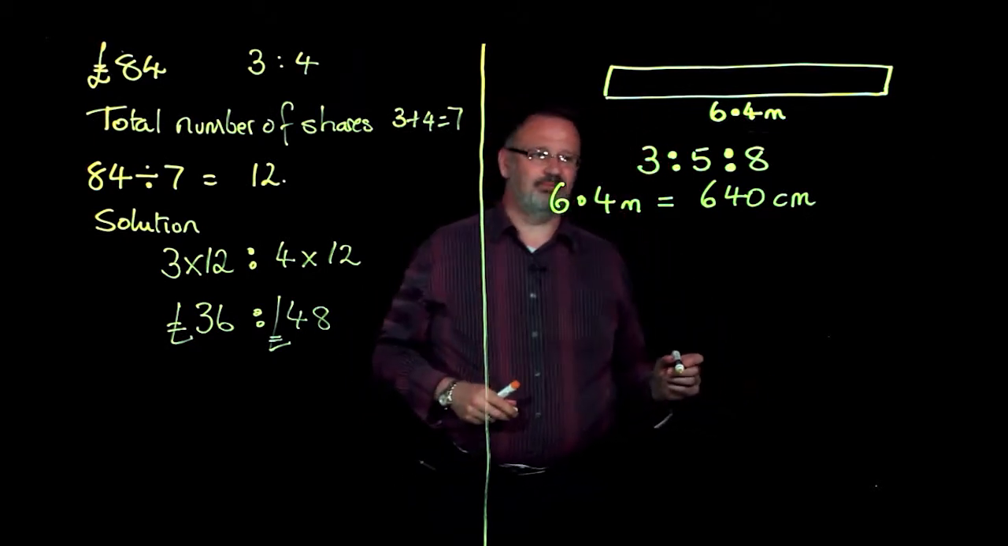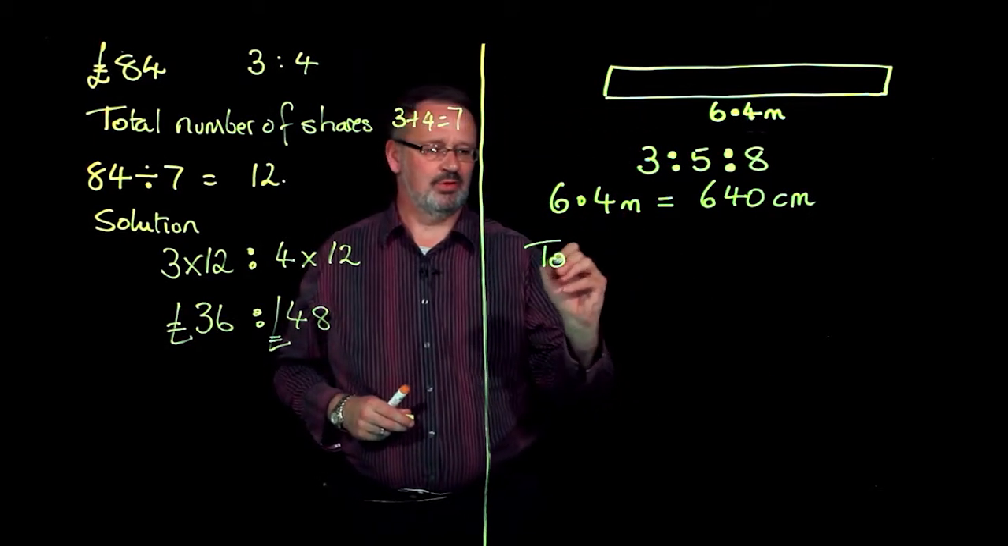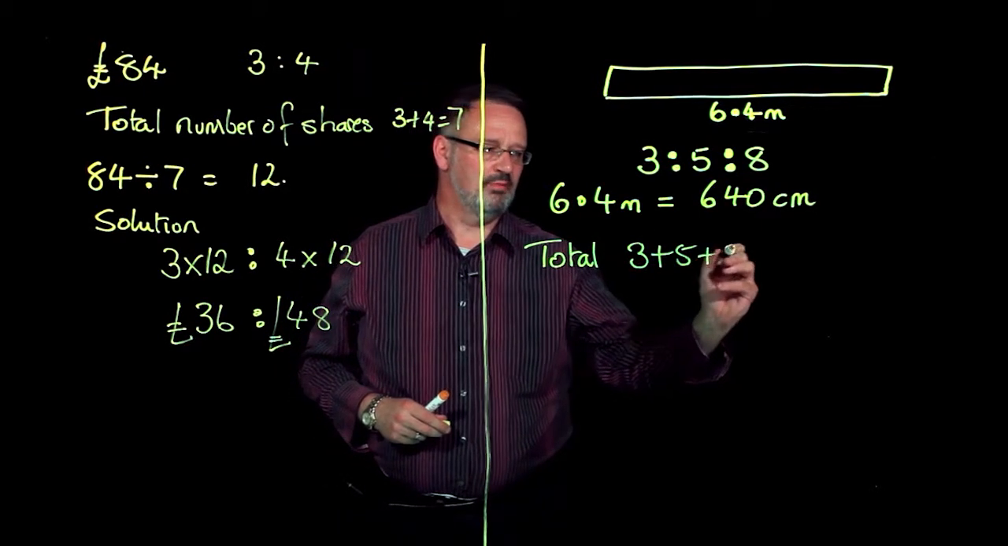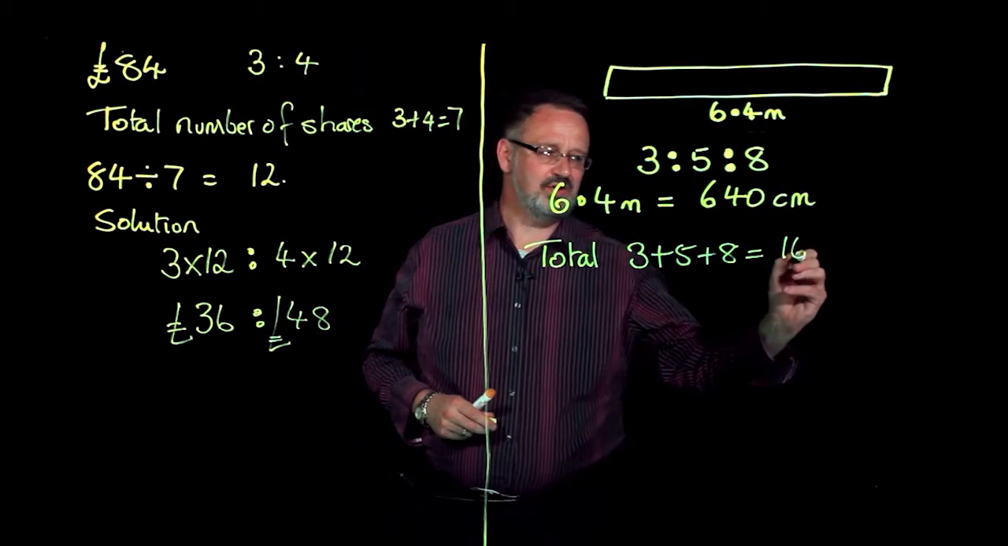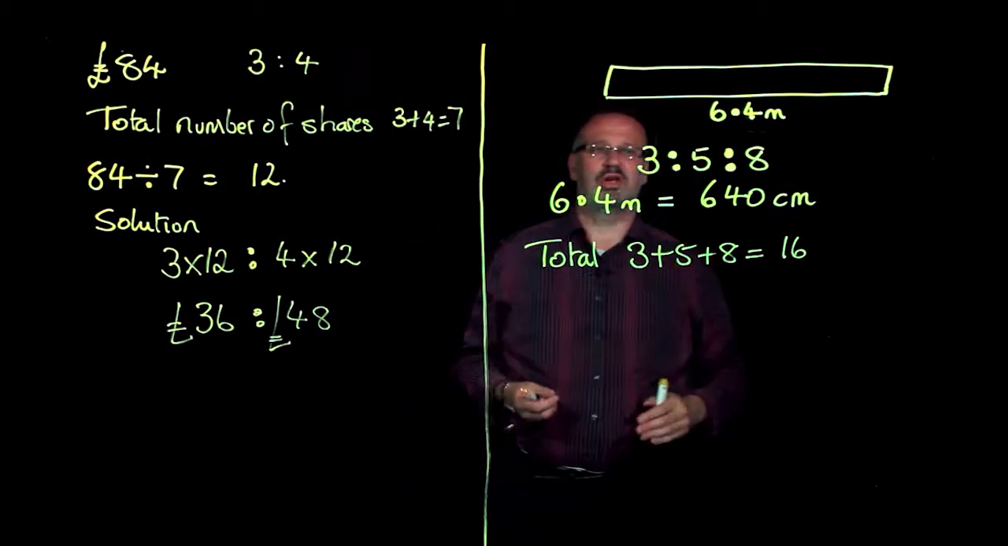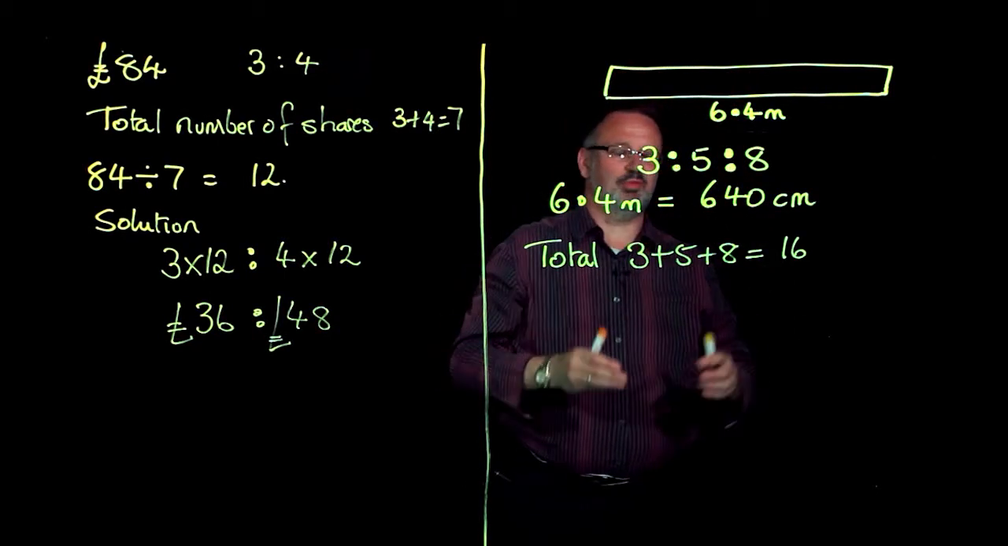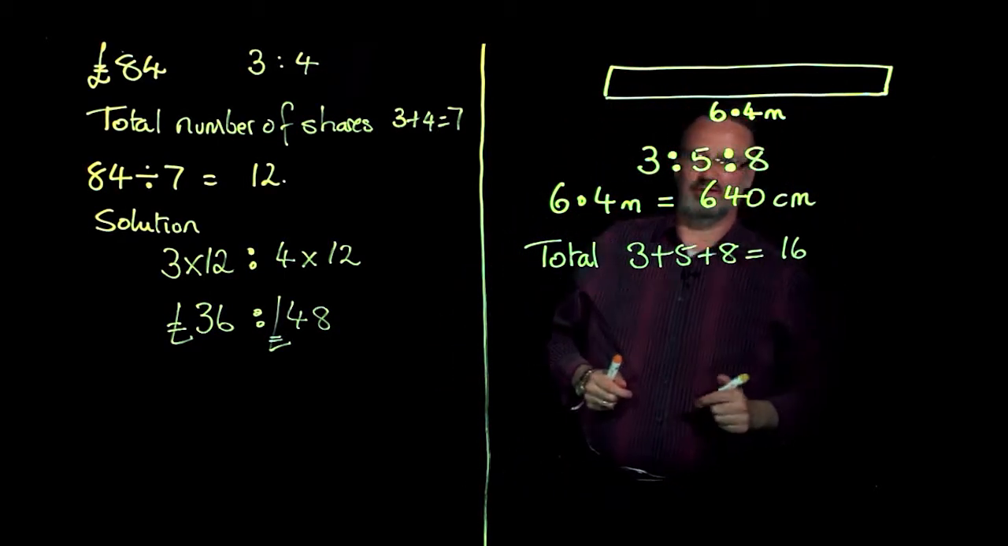Now this time, the total, when we add 3 plus 5 plus 8, we now get 16. So in essence, this is 3/16 of the plank, this is 5/16 of the plank, this is 8/16 of the plank.